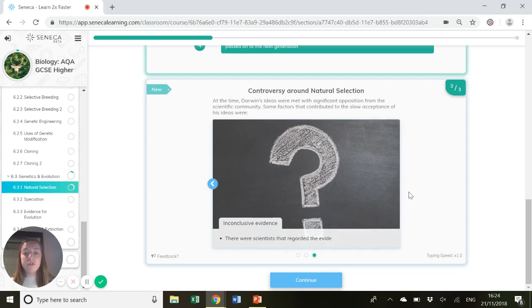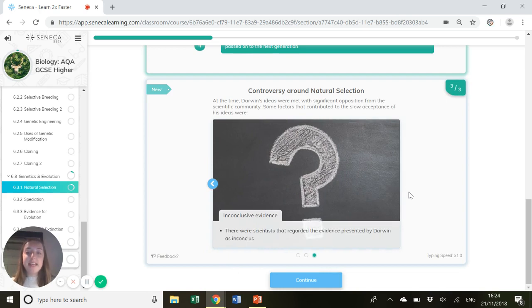Some people said that there was also inconclusive evidence, i.e. he didn't have enough evidence to prove evolution. For example, genes hadn't been discovered yet.